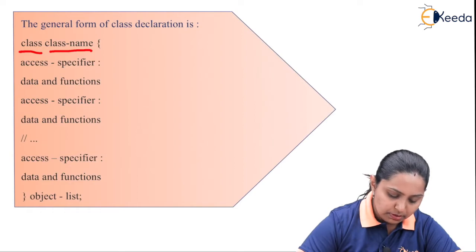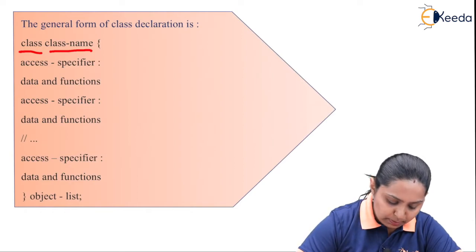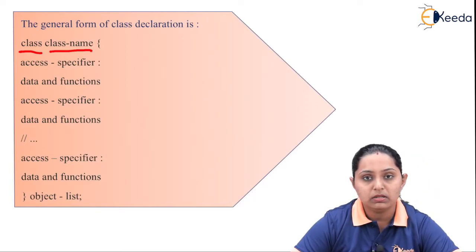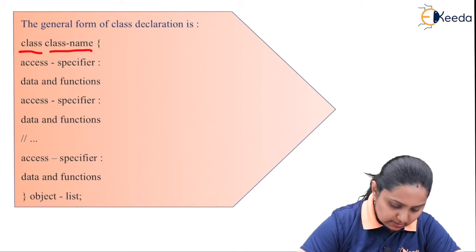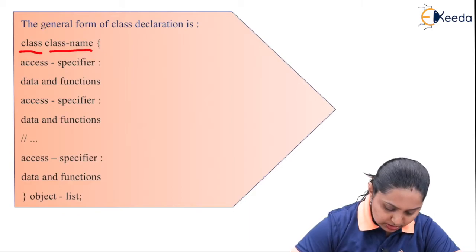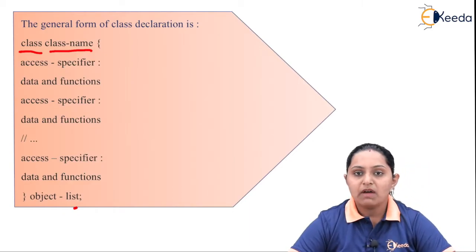Plus, you can write a number of access specifiers, and with the help of each access specifier, you can provide data and functions. At the end, you have to close your bracket. You have to provide the object list and the semicolon, which is compulsory. Without the semicolon, you cannot say that the class is closed. Fine. So the syntax of the class is: class, the class name, inside the bracket, access specifier, colon, data and function, bracket close, object list with a semicolon. Now we see the example.